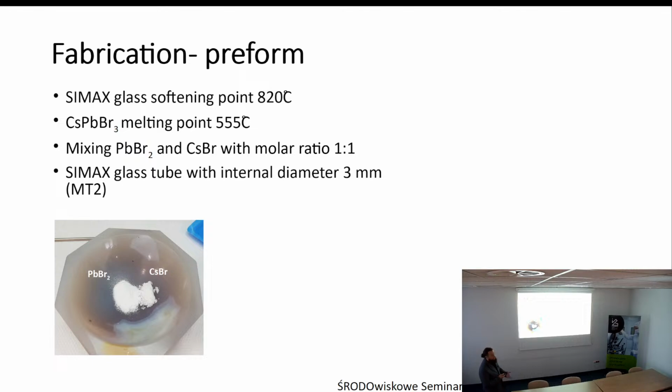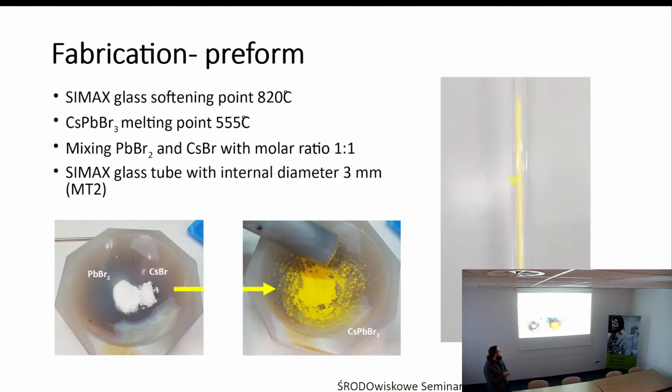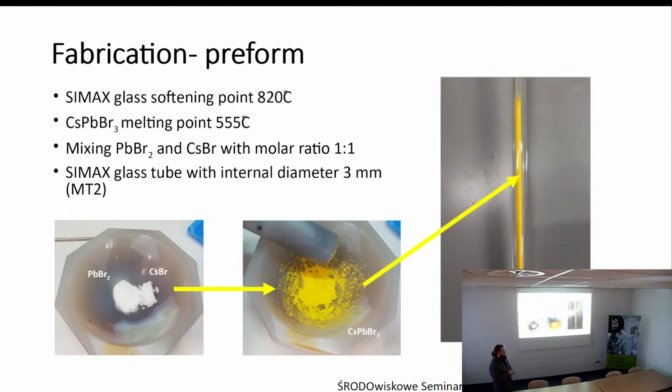We moved to the preparation of our experiments. We started with the powders, lead bromide and cesium bromide. After mixing, we received a mixture of powders, and some of them were probably CPB. Then we put the powder inside a glass tube from Cymax glass, and this is our preform.